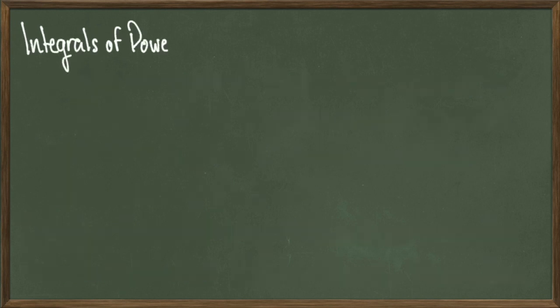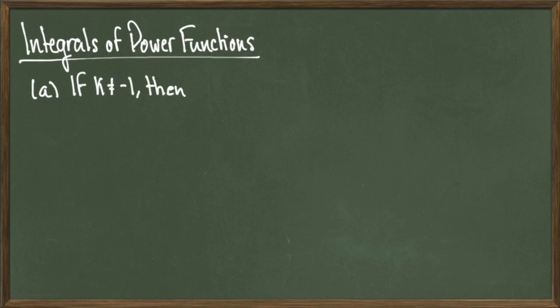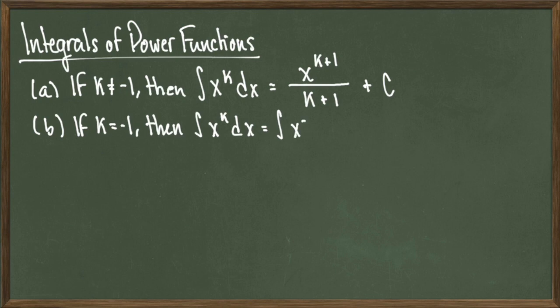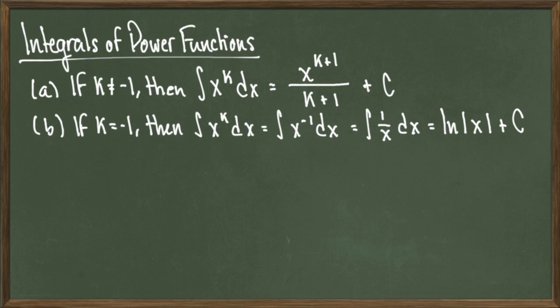We'll go ahead and get the ball rolling by defining some integrals of power functions. First, if k is not equal to -1, then the integral of x to the k with respect to x is equal to x to the k plus 1 divided by k plus 1, plus some arbitrary constant c. Notice that if I took the derivative of the right-hand side, I would end up with x to the k. Now, in the case that k is equal to -1, then the integral of x to the minus 1 is going to give us the natural log of the absolute value of x plus c. This one is a little bit strange, but we have to make sure that our exponent is equal to -1 to get this rule.